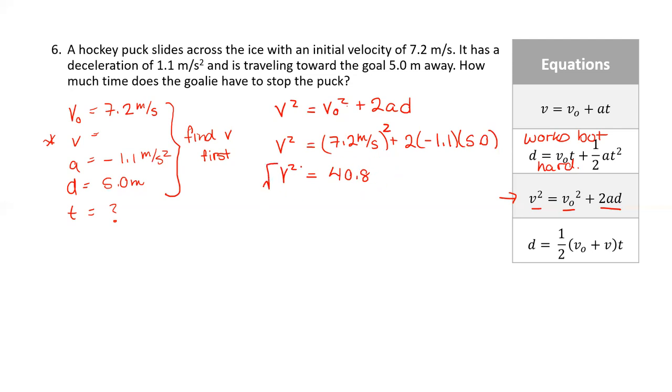Okay, square root of both sides to get v. Velocity is equal to 6.3 meters per second. Okay, now that we have that, now find t.